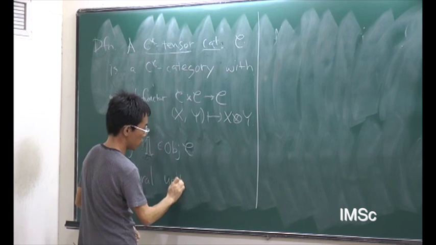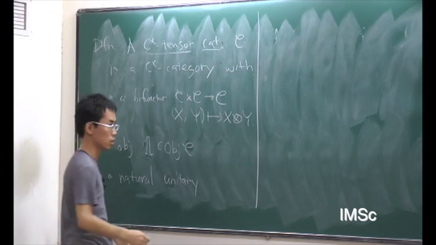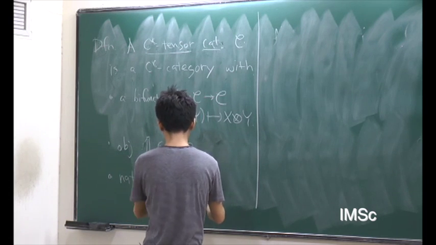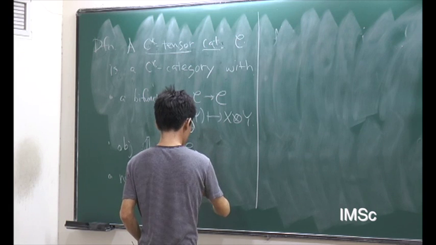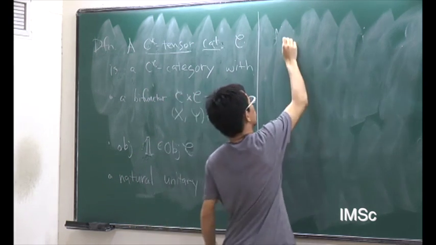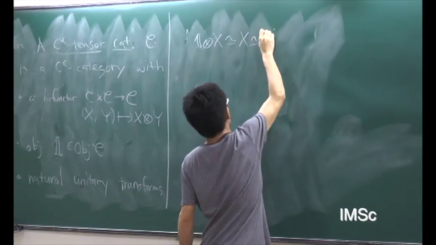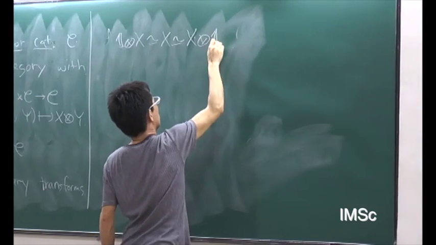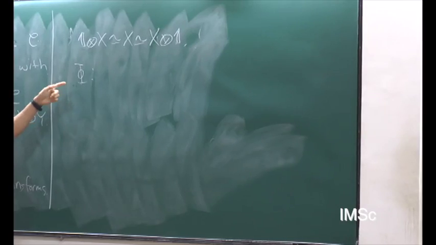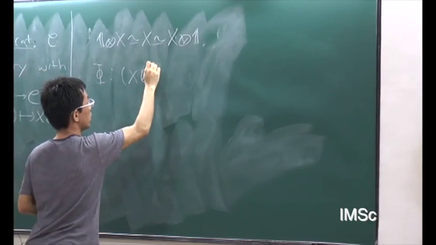And because we already have the star structure, all these comparisons should be unitary. So U star U and U U star are identity, unitary transformations. For example, 1 times x is isomorphic to x, and also x times 1. And I'm keeping a notation for the associativity comparison, the comparison of 3 things.